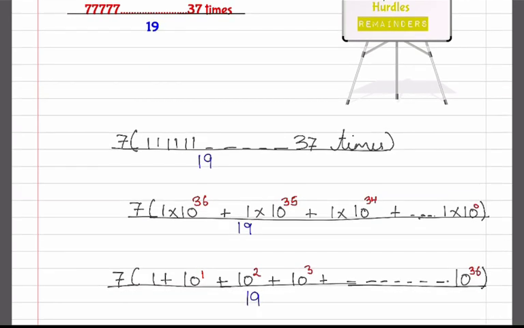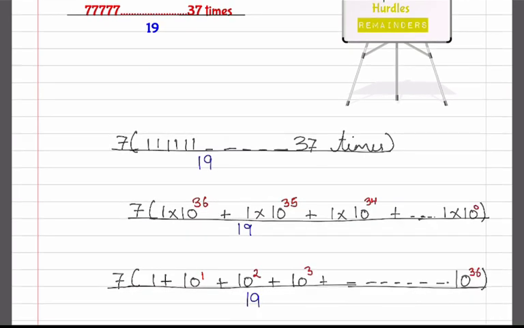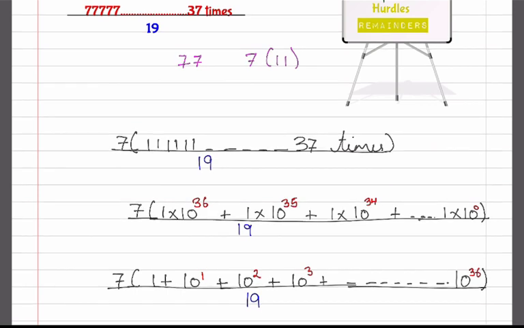So first I take out 7 as common. What am I left with? 1 1 1 1 1 1, 7 times, right? This is simple. If I write 77 and take 7 out, I can write it as 11, right? So same thing I had done, but this is 37 times. So I do it in this way, divided by 19. Now I write it in this way, okay? So this is the first step that should click you.